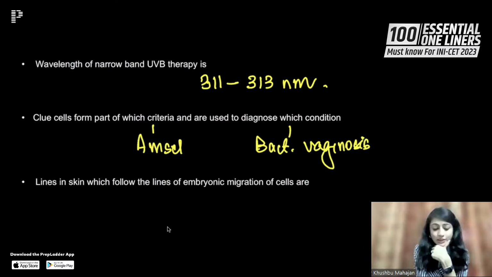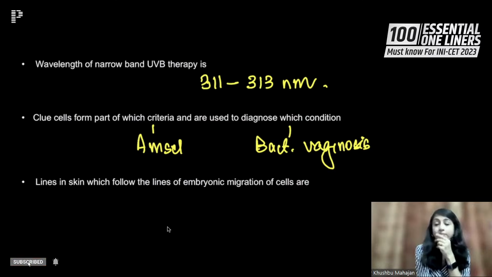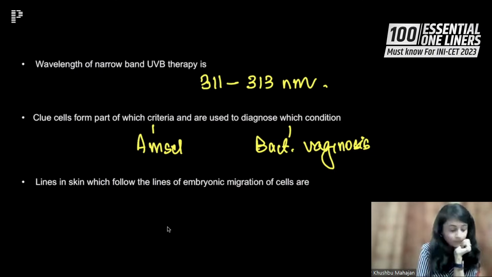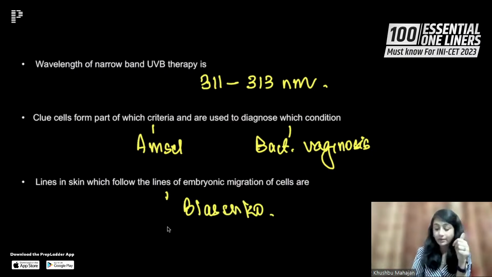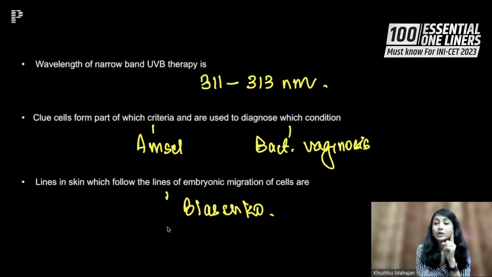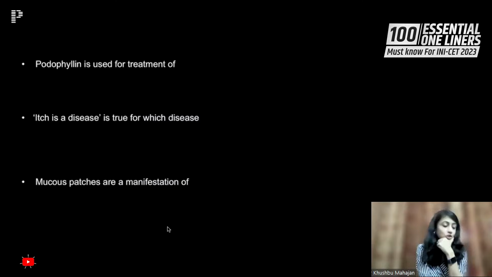Amazing. Which lines follow the lines of embryonic migration in skin? Which lines follow the lines of embryonic migration in skin? Very good. Yes, it is Blaschko's lines which follow the lines of embryonic migration. Langer's lines are the lines which follow the orientation of collagen bundles and muscle fibers. Embryonic migration, it is Blaschko's lines.